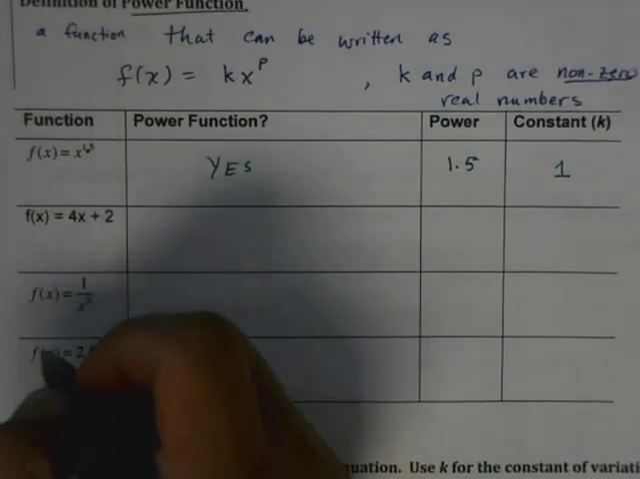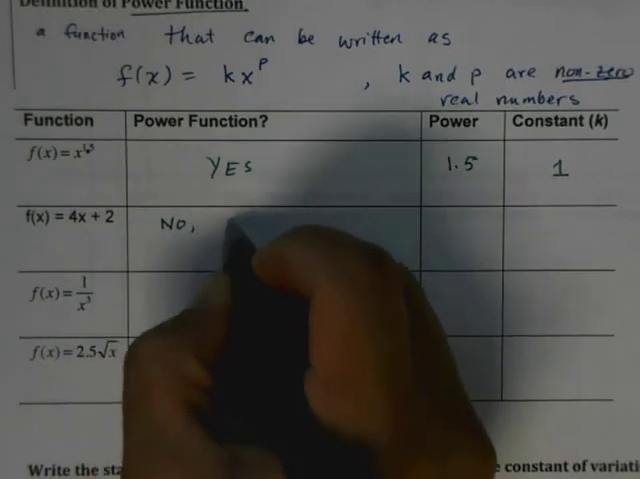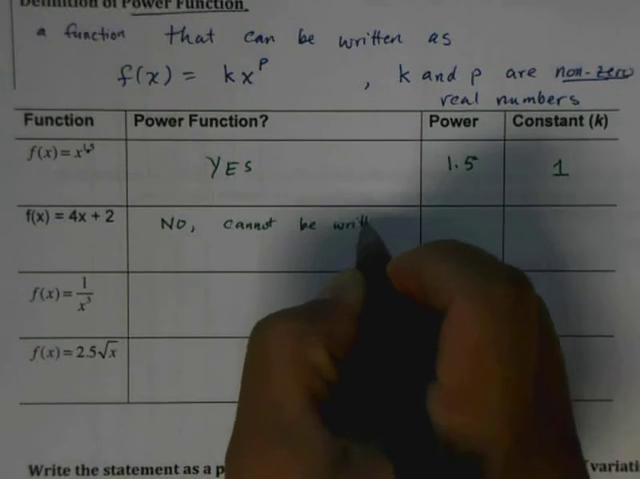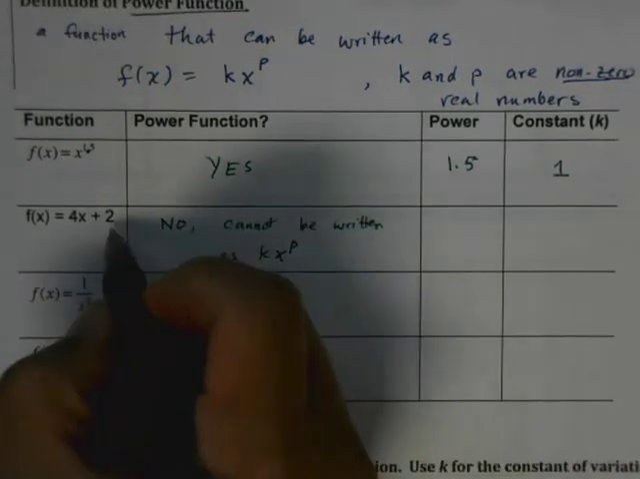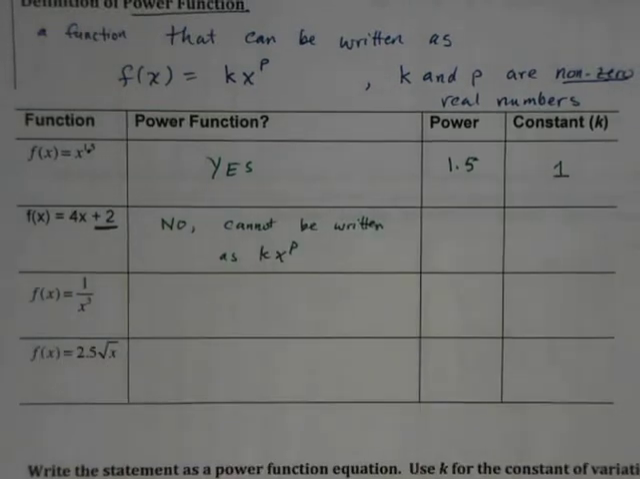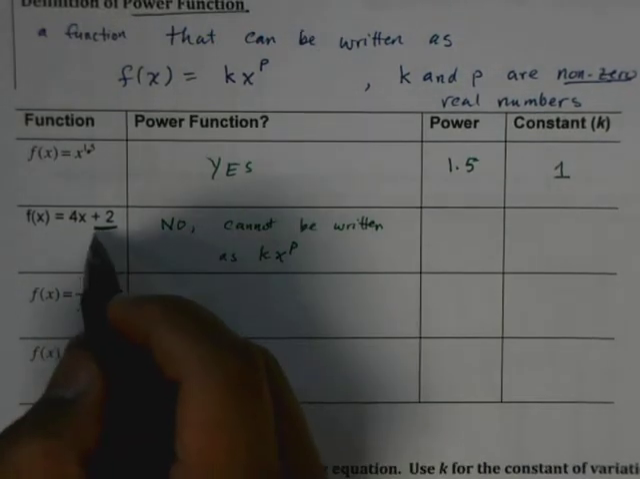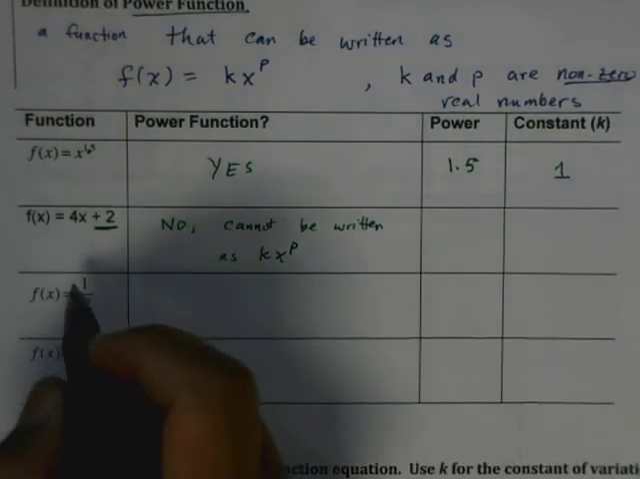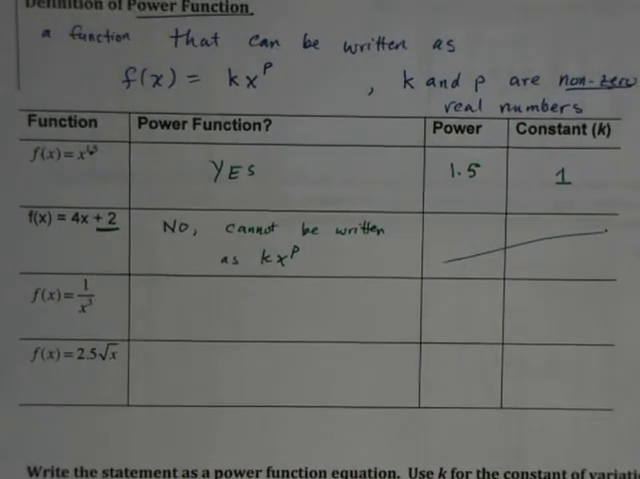Here, you have 4x plus 2, and the answer here is actually no, because it cannot be written as k x to the p. This 2 here kind of throws everything off. You cannot have some sort of a shift when it's a power function. It's useful to have that shift in a lot of scenarios, but those just are not power functions. So we don't have to worry about any of that.